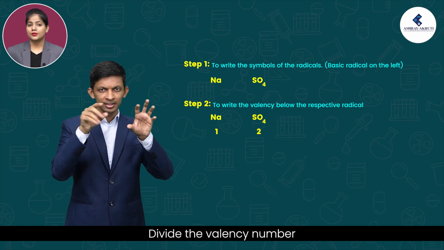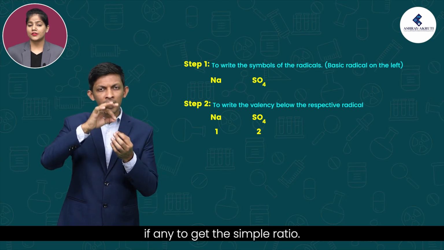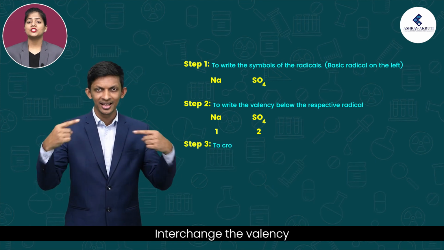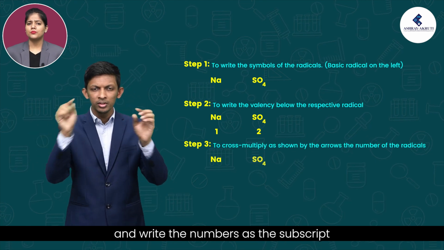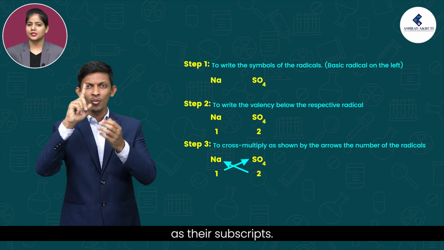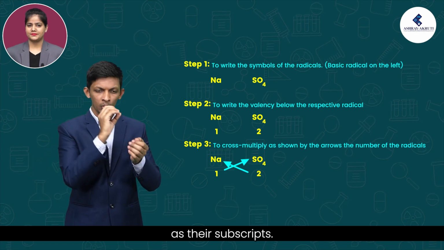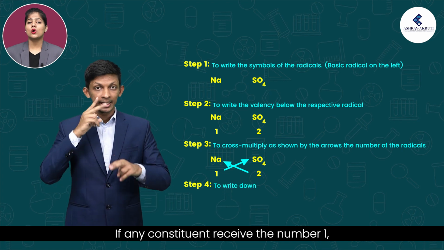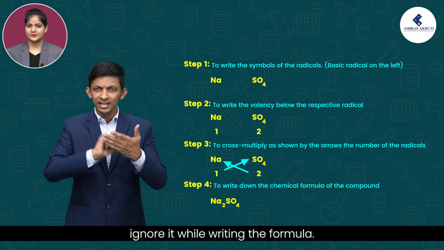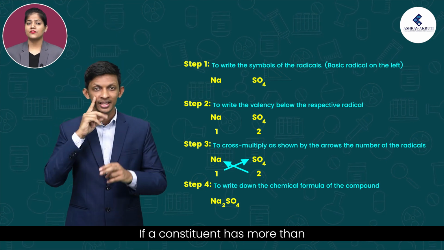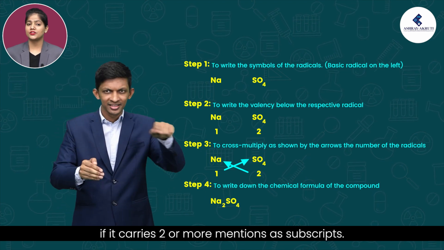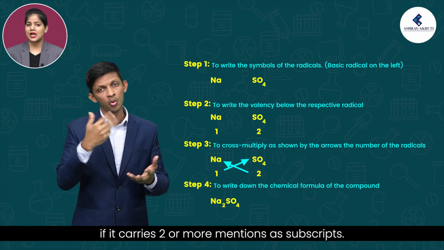Divide the valency number by their highest common factor, if any, to get the simple ratio. Interchange the valency and write the numbers as the subscript to the right side of the constituents. If any constituent receives the number 1, ignore it while writing the formula. If a constituent has more than one atom, enclose it within brackets if it carries 2 or more as subscripts.